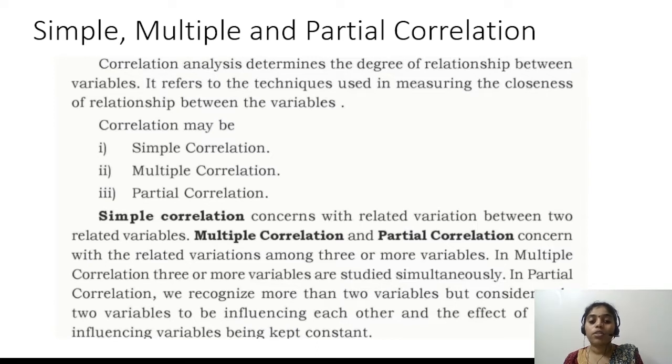In multiple correlation, three or more variables are studied simultaneously, but in partial correlation we recognize only two variables, though we consider that more than two variables influence each other.